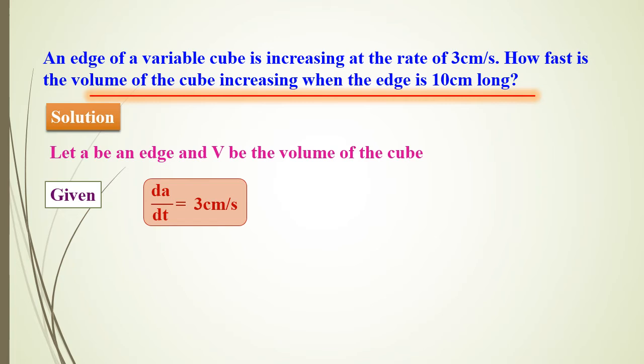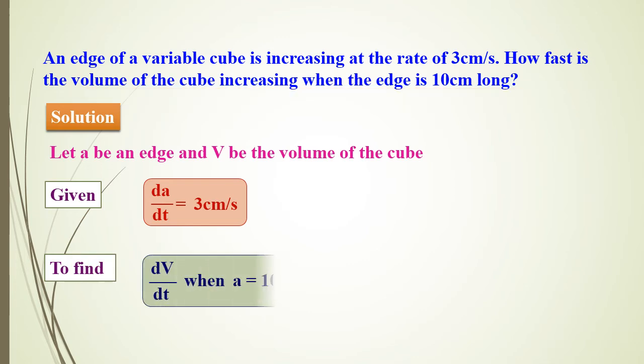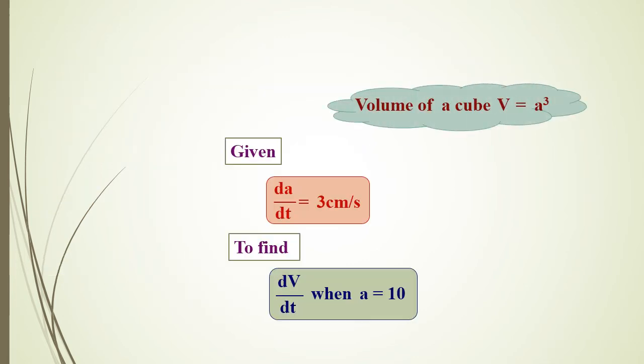So then how fast is the volume of the cube increasing? V is called the volume of the cube. When it will be increasing with respect to time, it can be written as dV divided by dt. Okay, that only we need to find out. And the edge of the cube, that is A is equal to 10 centimeter, it is given in the question. Okay, you consider the formula V equal to A cube. Next, given data are dA by dt equal to 3 centimeter per second, and dV by dt when A equal 10 centimeter, that only needs to be found out.